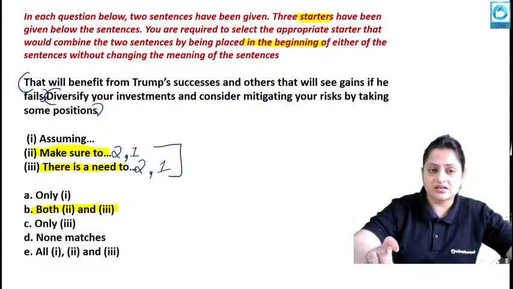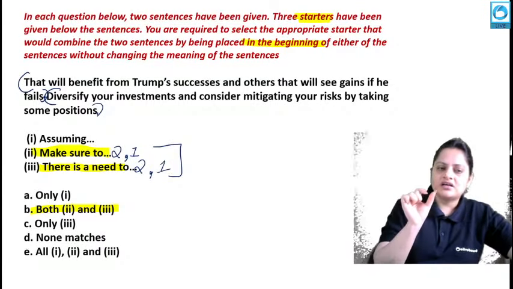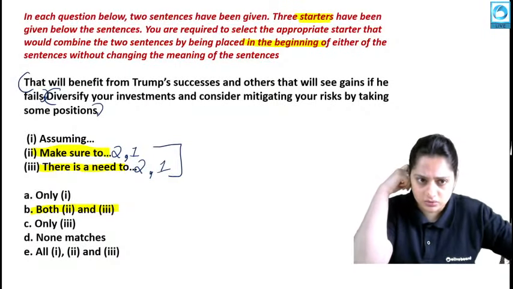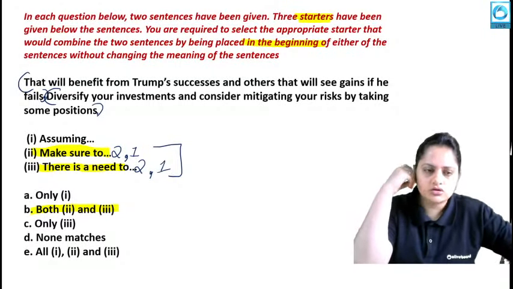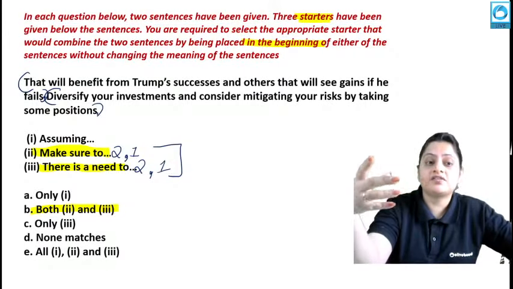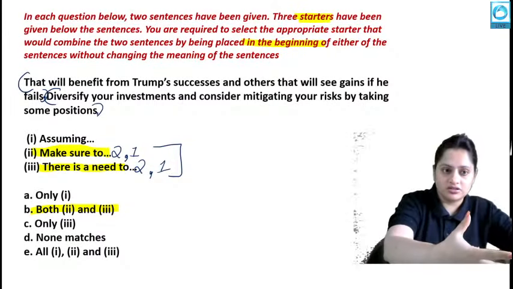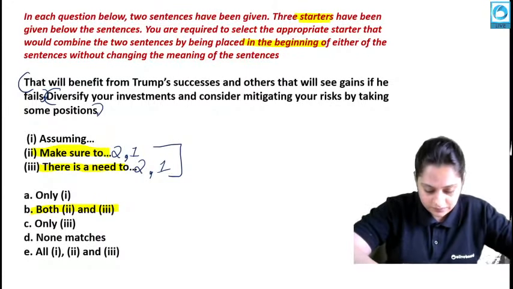Here, just in starter questions, what you need to do is start arranging. Can I start? Am I assuming something? No. They are giving a suggestion. So how will you give a suggestion? Usually you can start with make sure to do this. Okay, there is a need or there is a requirement to do this. So there is a need.